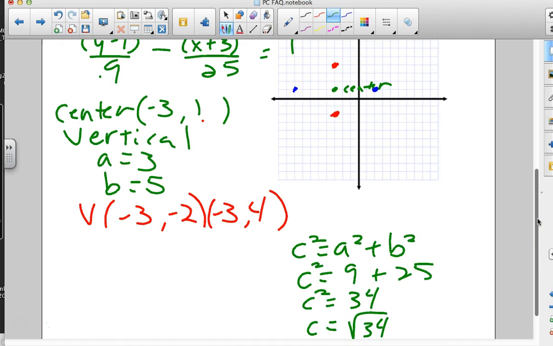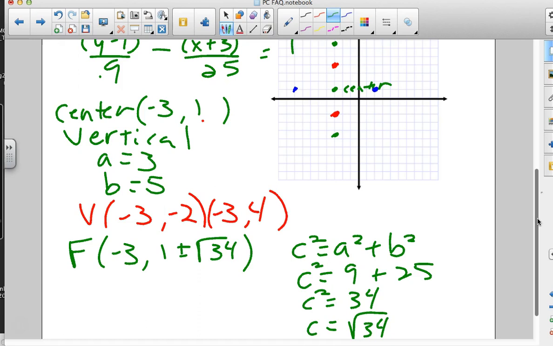We know this is vertical, so we know we're going up and down the square root of 34, and if you really wanted to have that visual, you could say it's about 5.831 up and down from the center. And that again just reassures you, oh yeah, this is going to be just like the vertices there. I need to add and subtract this to the y. So the foci are going to be negative 3 and then 1 plus or minus the square root of 34.